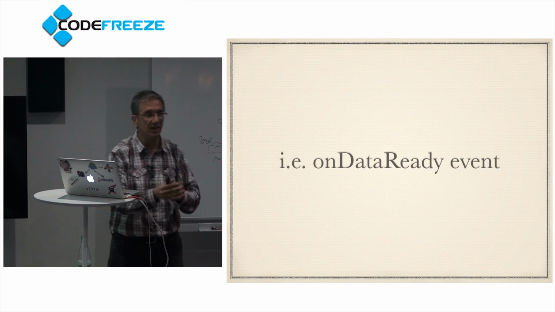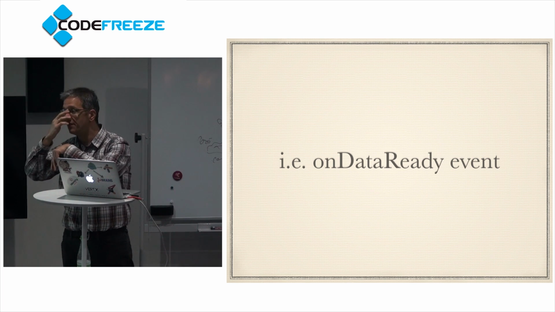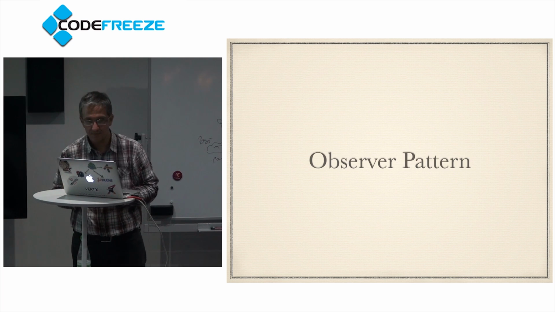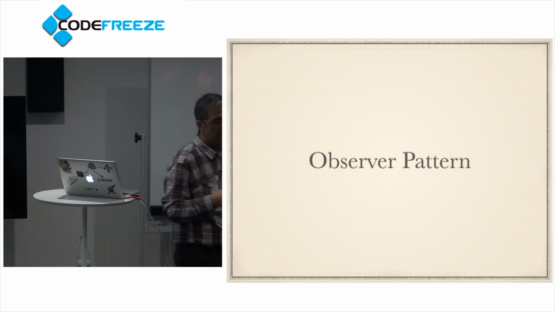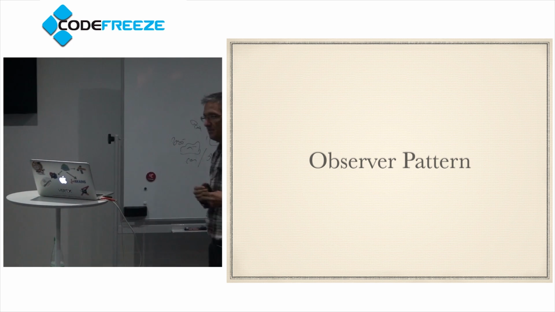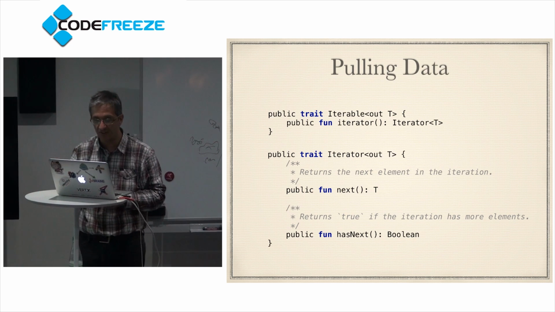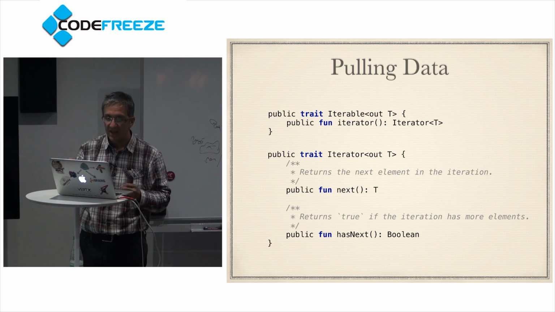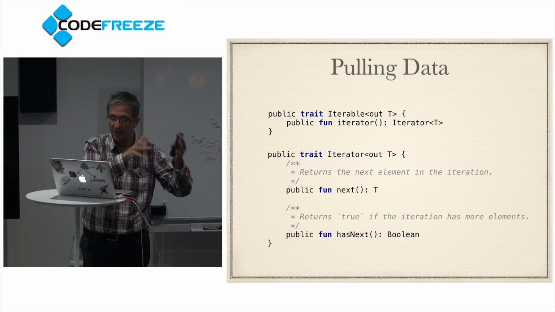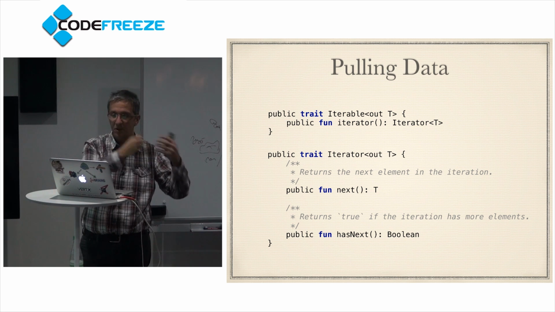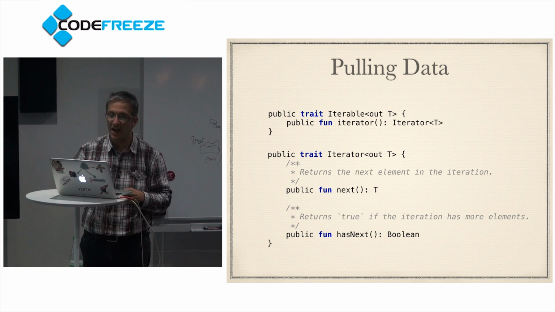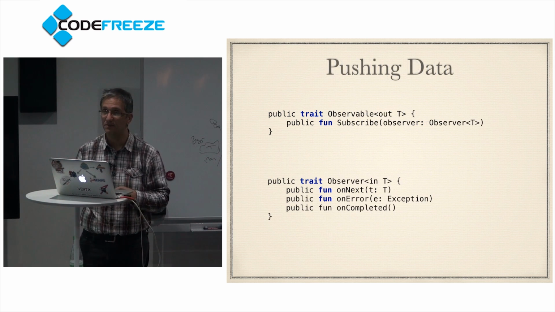Let's assume I have an on data ready event that fires when there's data available. So instead of me blocking, let me just say when some data is available, let me know. That's also called the observer pattern. You're all familiar with, right? I'm observing something, and when something happens, I get notified. So going back to this iterable and iterator, instead of pulling data, why don't I do something else, which is notify? So instead of pulling, what I can do is push data.